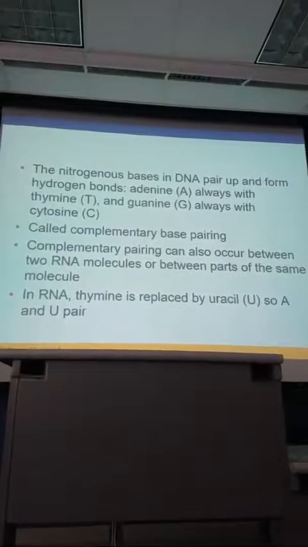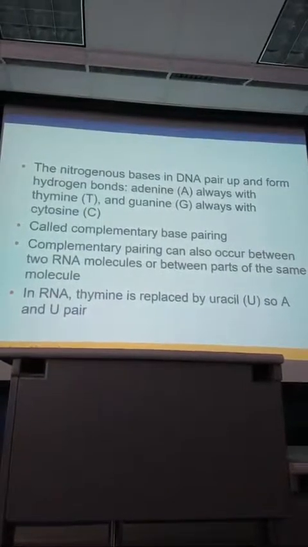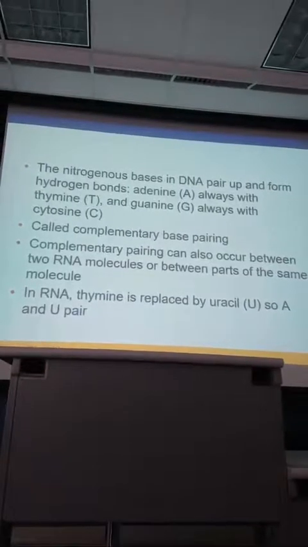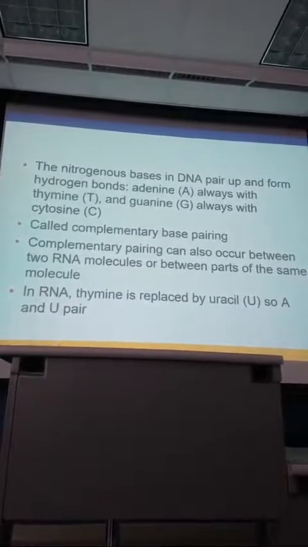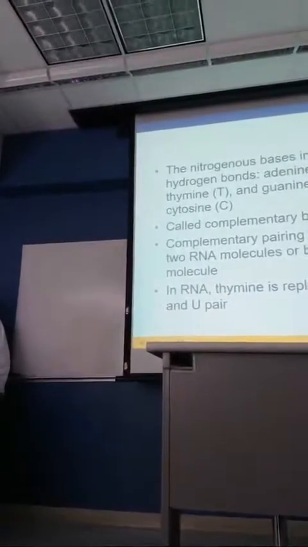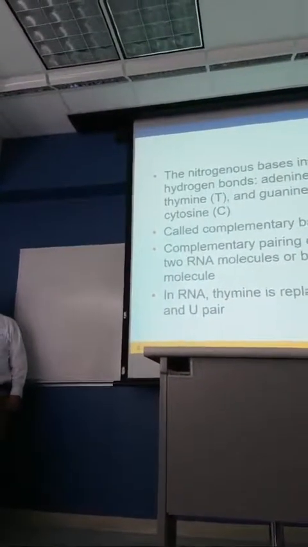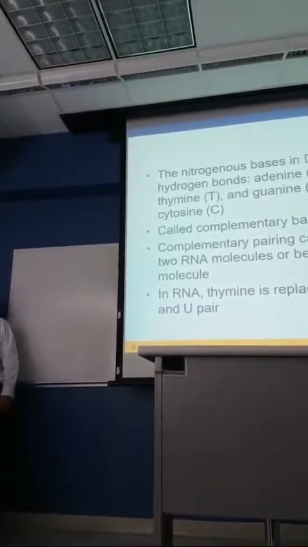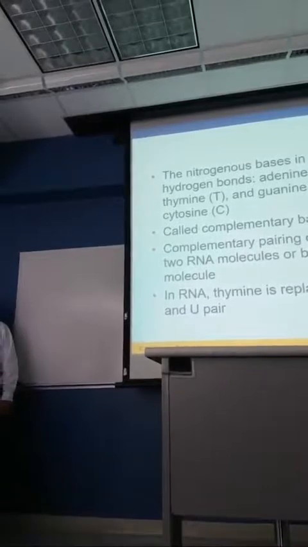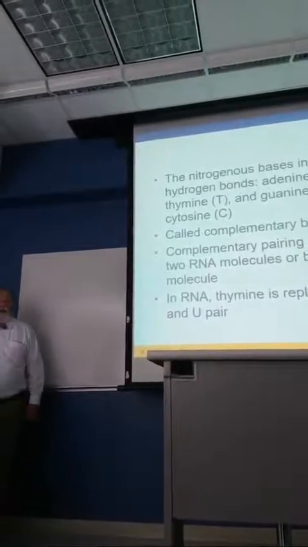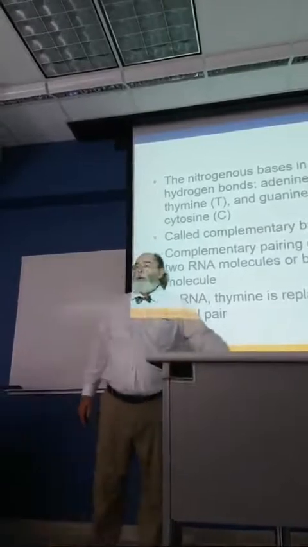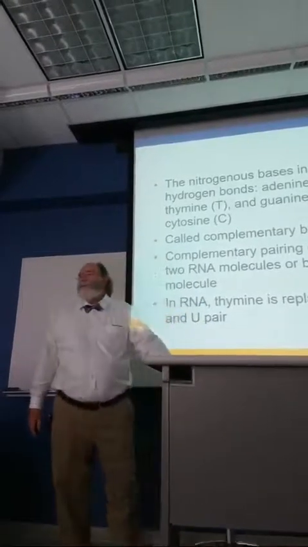The nitrogenous bases in DNA pair up with and form hydrogen bonds. That's the ones that hold the two rails together between the two nucleotides. And remember, adenine always pairs with thymine. Guanine always with cytosine. If we're talking about RNA, adenine would bond with uracil instead of thymine.